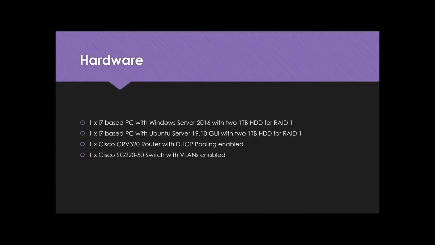The second i7 based PC that we had was Ubuntu Server 19.10 based. It had a GUI enabled for ease of use again, and an additional 1 terabyte hard drive for RAID 1 redundancy. For the networking side of things, 2 items were needed: a Cisco CRV320 router with DHCP pooling enabled, a Cisco CSG220-50 switch with VLANs enabled as well.